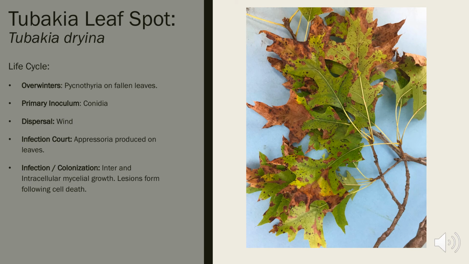So tubercular leaf spot, Tubakia dryina, overwinters in pycnothyria on fallen leaves, and its primary inoculum, conidia, are produced in the spring, and they're dispersed by wind or water splash. The appressoria produced on the leaves can infect either directly if they form on epidermal cells, or indirectly by penetrating through stomata. There's inter- and intracellular mycelial growth that leads to the death of the host cells, and once that occurs, you'll have these rusty red colored lesions that form.